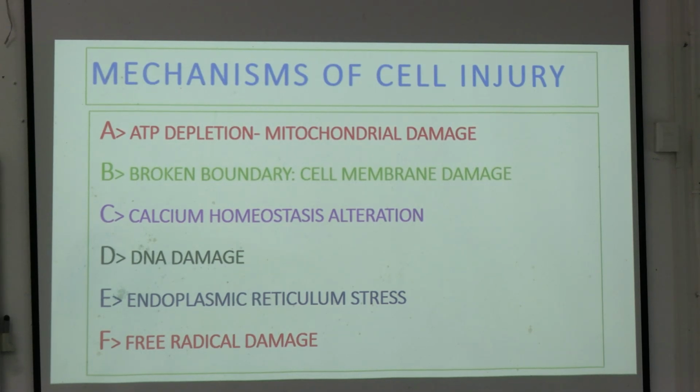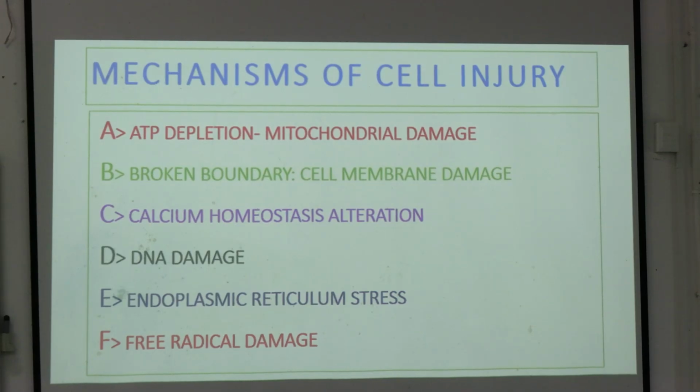Mitochondria. So একদম টপে থাকবে mitochondrial damage. What is the cell boundary known as? Cell membrane. So cell membrane damage হবে. C is for calcium. So there is altered calcium homeostasis. D is for DNA. There is damage to your DNA. E is endoplasmic reticulum stress, and F is free radical damage.